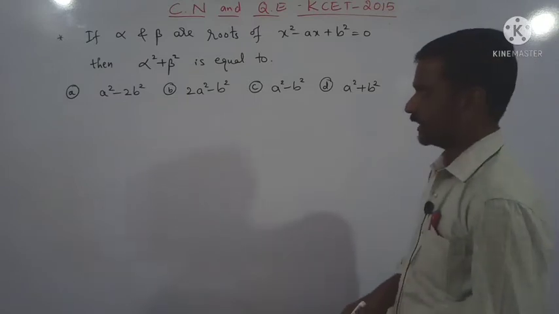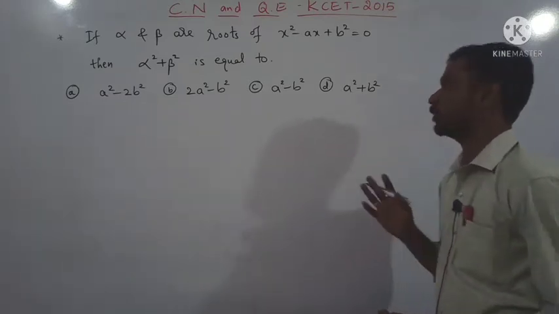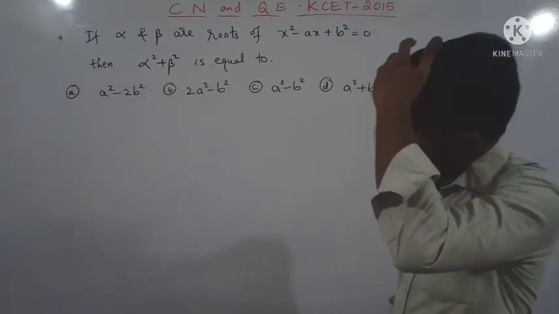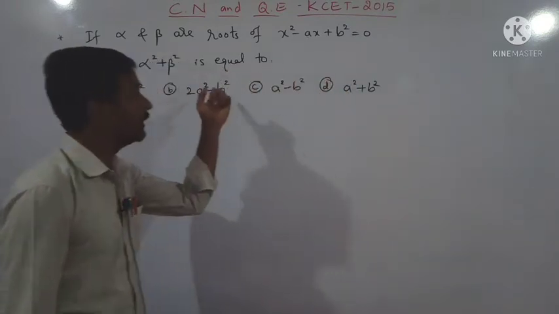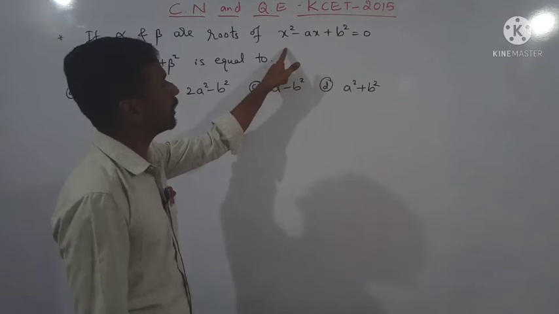The first option is a square minus 2b square. The second option is 2a square minus b square, the third option is a square minus b square, and the fourth option is a square plus b square. Here it is given that alpha and beta are roots of this equation. This is a quadratic equation.